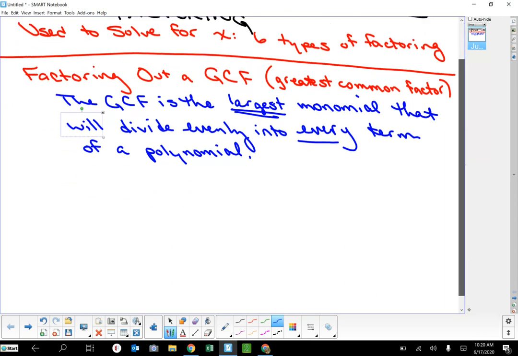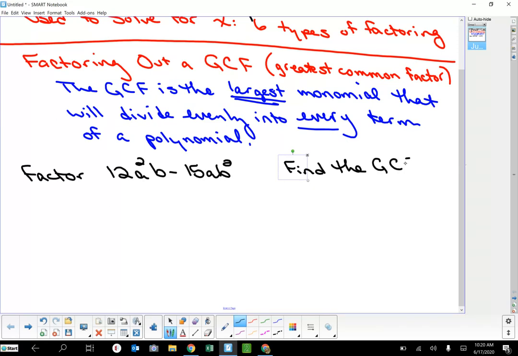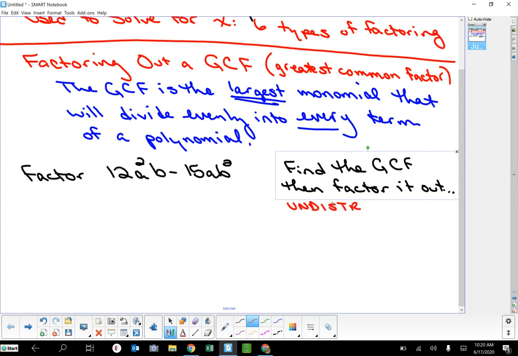All right, so I'm going to go through one of these first. So we are going to factor 12a squared b minus 15ab squared. Okay, so your goal is to first find the GCF, then factor it out. Essentially what we're doing here is undistributing. If there's 2 terms or 3 terms, undistribute.